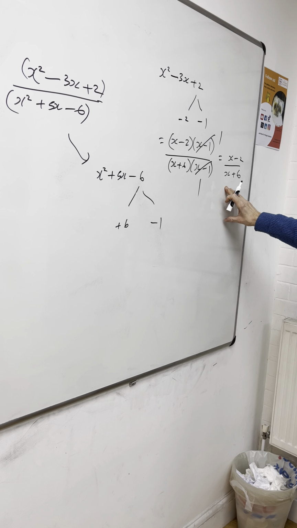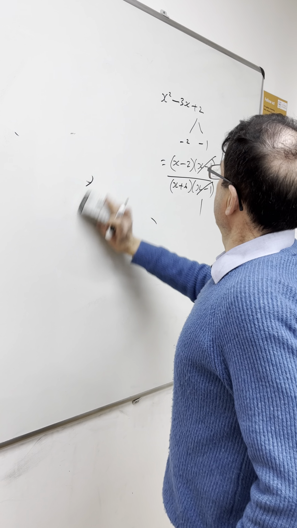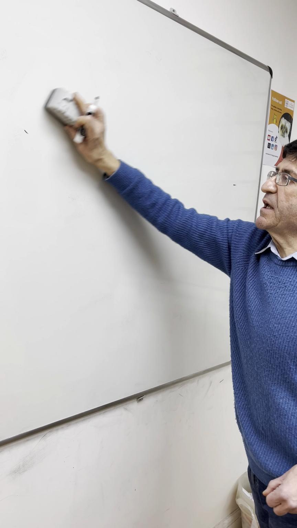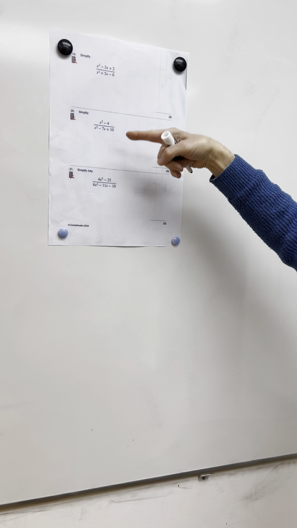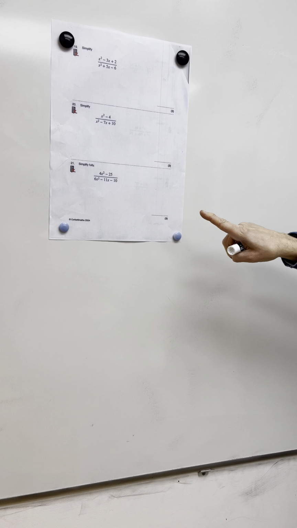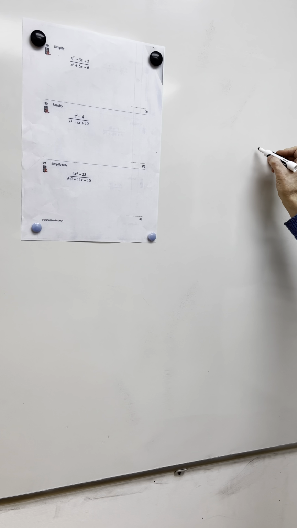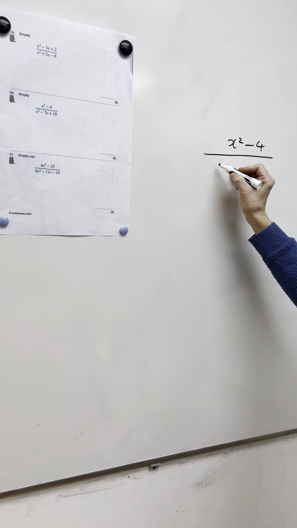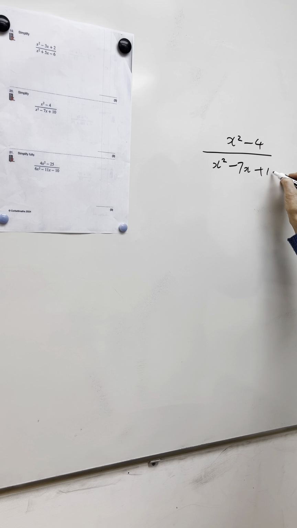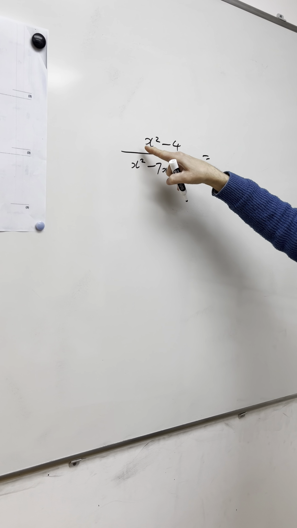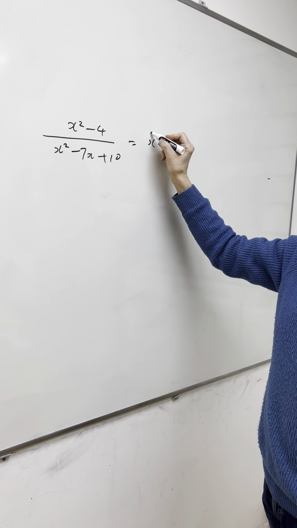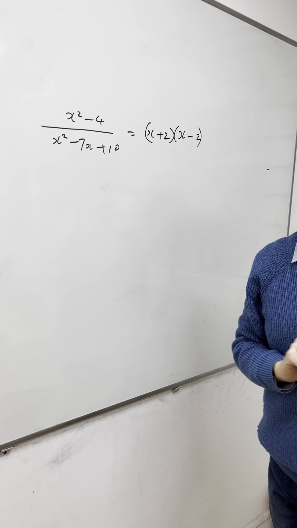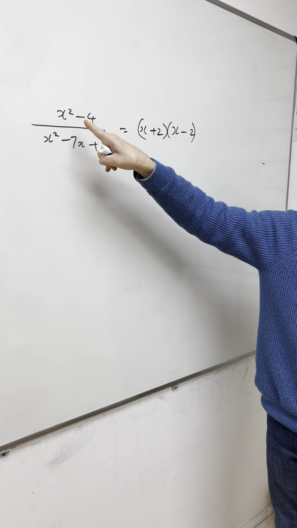If we do the same thing with this one, if we rub out the previous question, notice the numerator of the expression in this question is a difference of two squares. Recall when we went through how to factorize the difference of two squares. So we've got x squared minus 4 all over x squared minus 7x plus 10. The square root of x squared is x, and the square root of 4 is 2. So we'll write x plus 2 and x minus 2. Remember, we dealt with the difference of two squares in one of my previous videos.